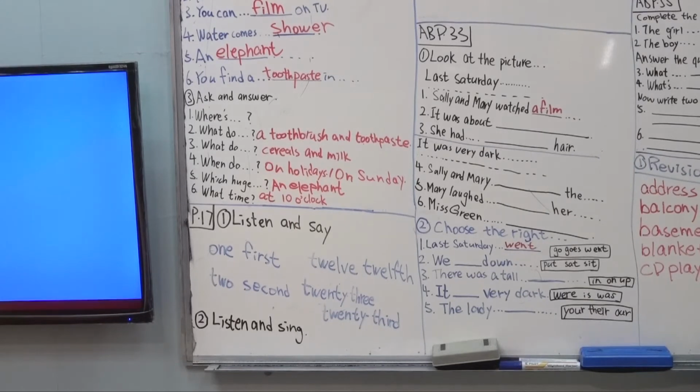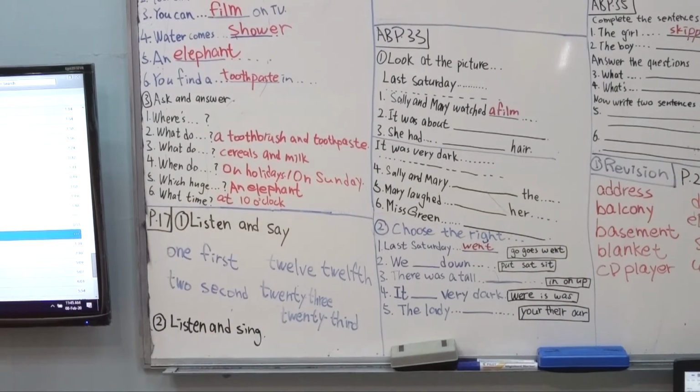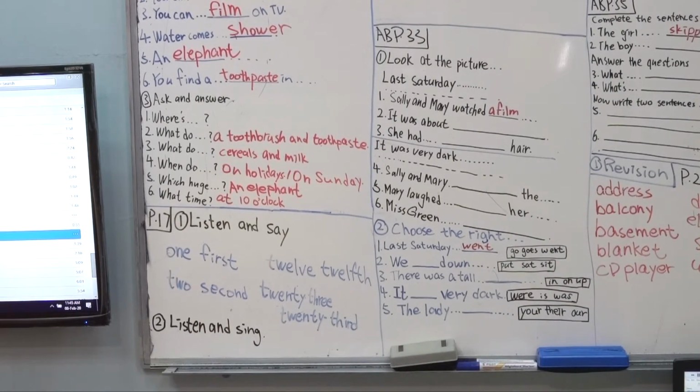Alright, 1, 2, 3, go. Unit 4, Lesson 8. 1. Listen and say. 1. First. 2. Second. 12. 12th. 23. 23rd.